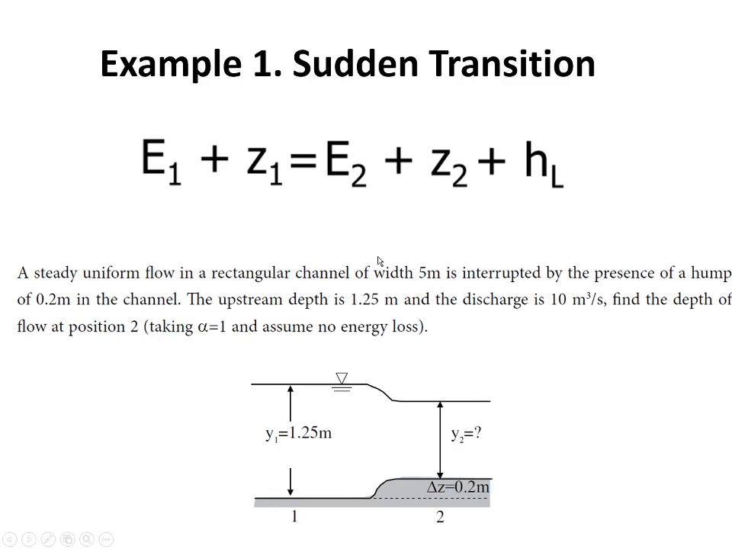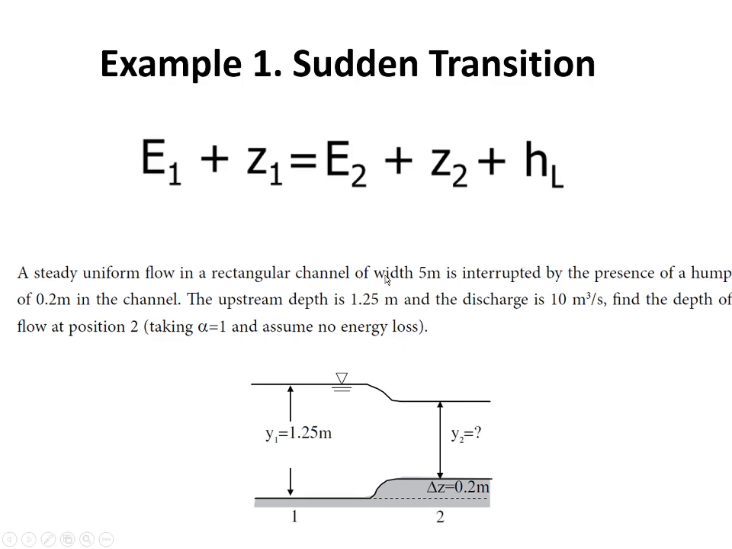Here we see the first example. Let's read the question together and see which form of this general formula must be used. A steady uniform flow in a rectangular channel of width 5 meter is interrupted by the presence of a hump of 0.2 meter in the channel. The upstream depth is 1.25 meter and the discharge is 10 cubic meter per second. Find the depth of the flow at position 2, taking alpha equals 1 and assuming no energy loss.